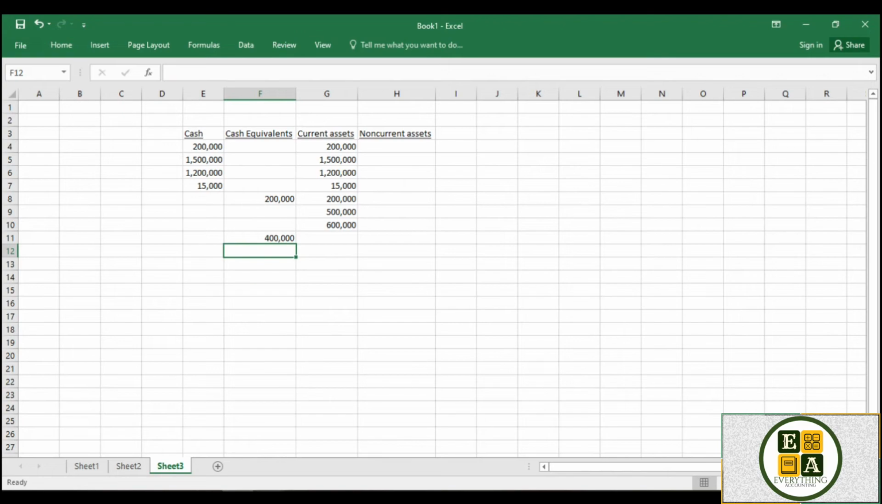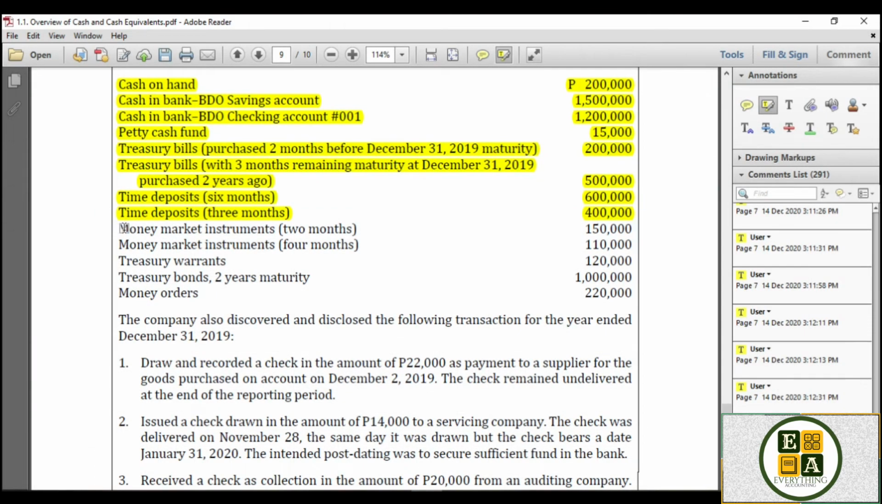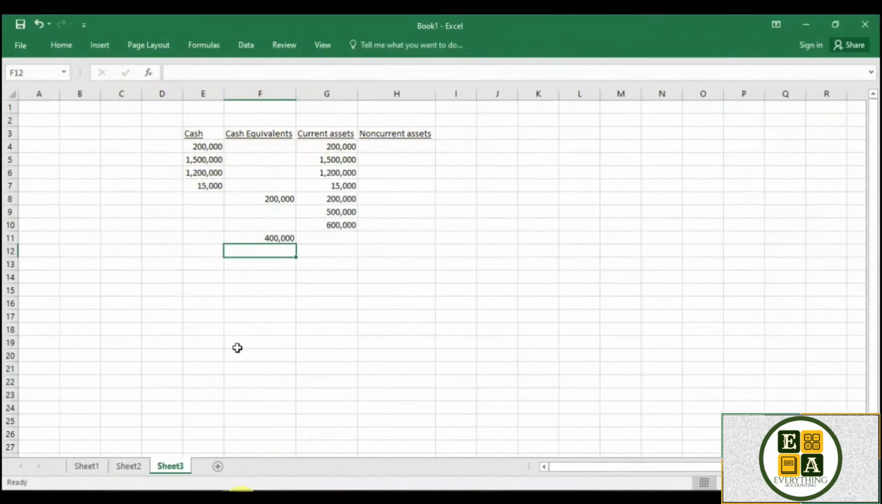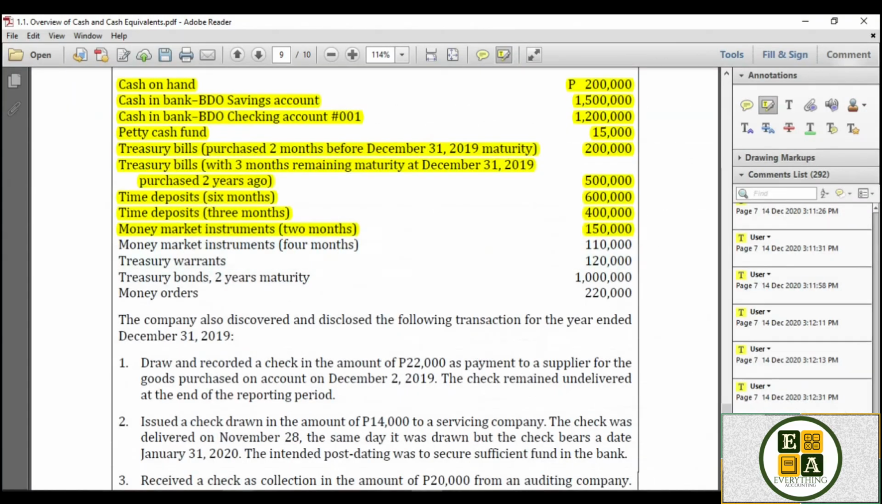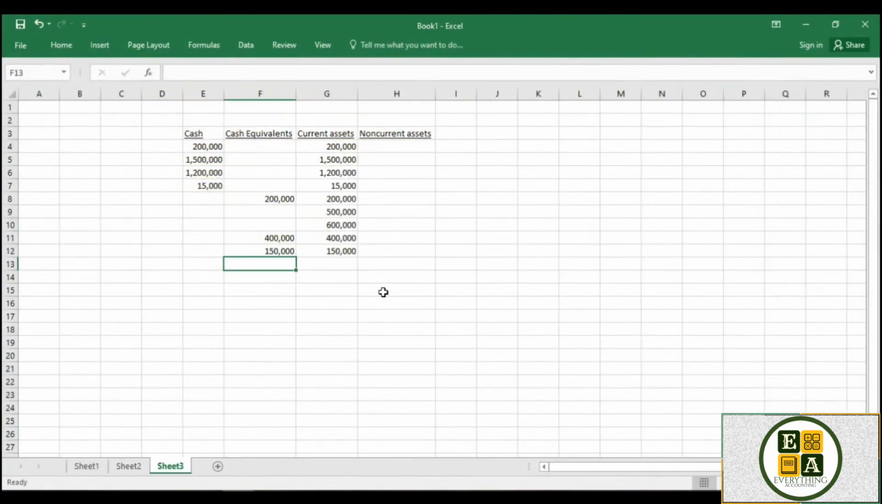Okay? Then, money market instruments na 2 months, pasok as cash equivalents, 150,000. Yung 400 pala kanina na cash equivalent, pasok as current asset. So, yung with 150,000 na to, pasok din. Then, money market instruments, 4 months, pasok lang as current asset, 110,000. Okay?